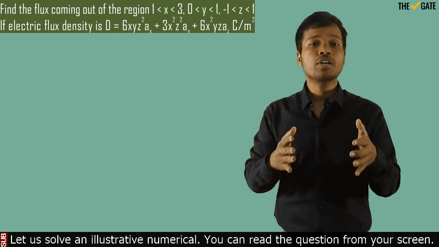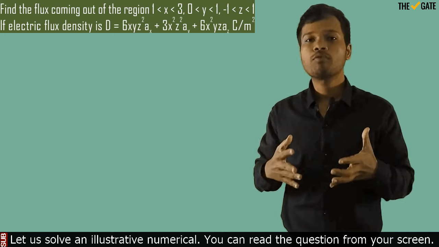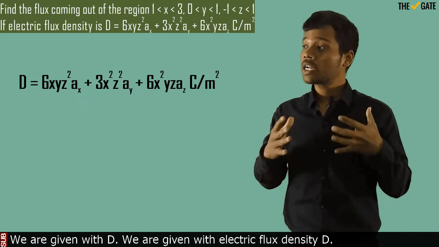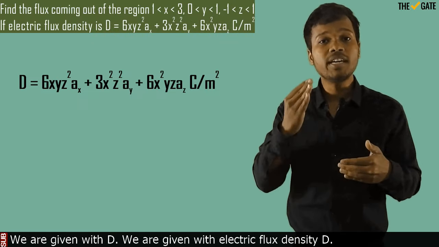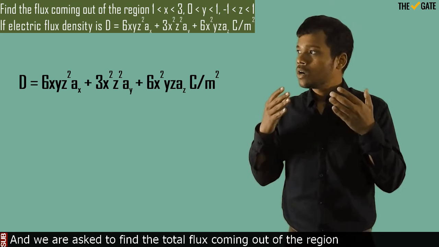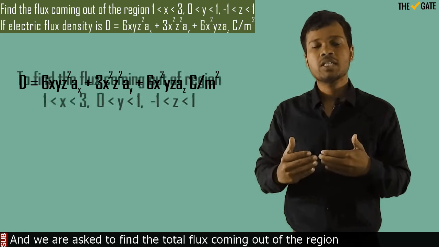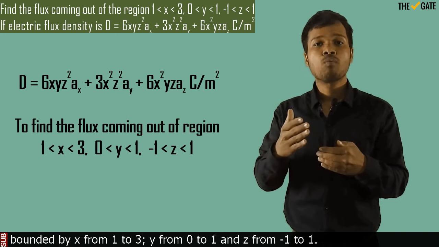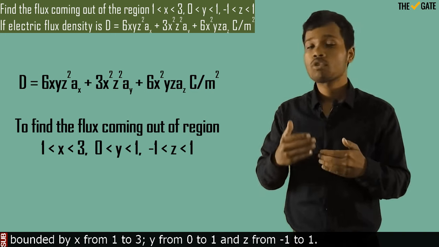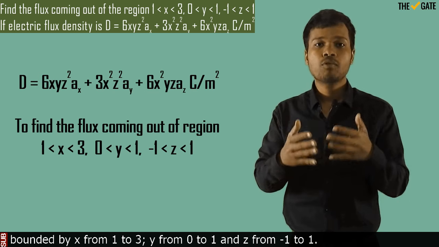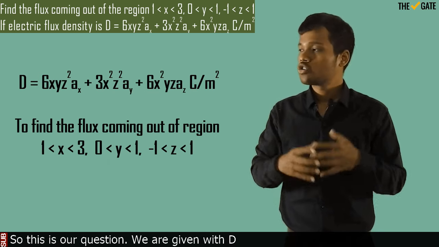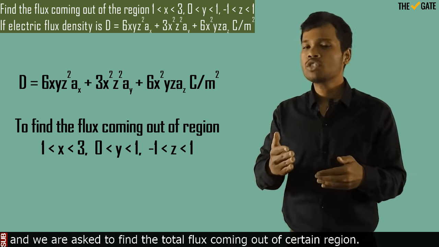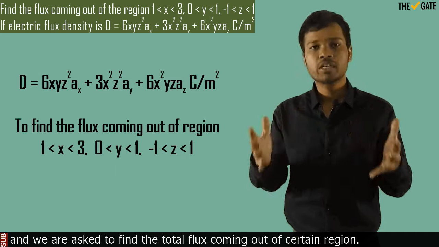Let us solve an illustrative numerical. You can read the question from your screen. We are given with electric flux density D, and we are asked to find the total flux coming out of the region bounded by X from 1 to 3, Y from 0 to 1, and Z from -1 to 1. So this is our question. We are given with D and we are asked to find the total flux coming out of a certain region.